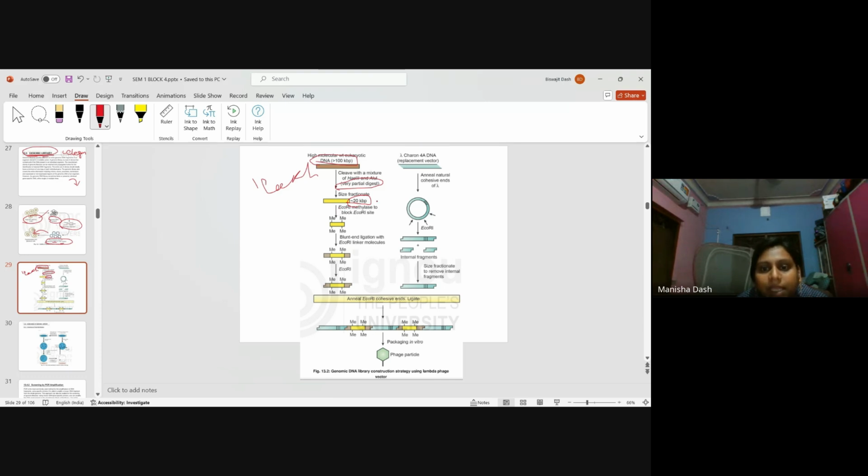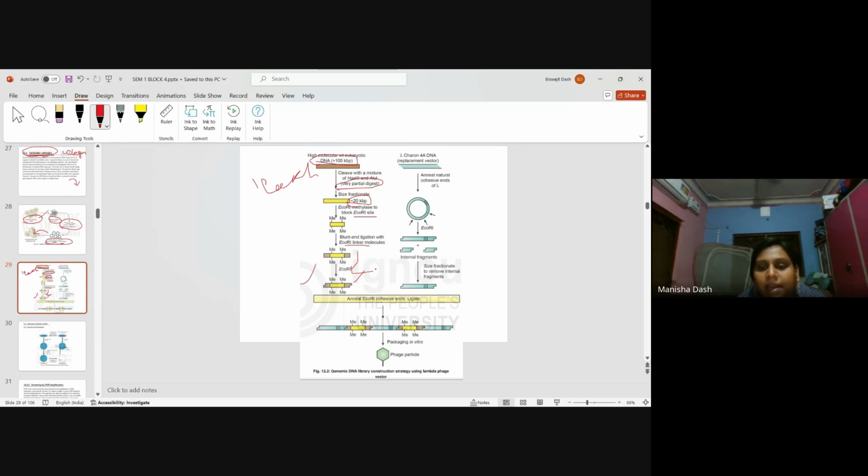Then use EcoRI methylase to block the EcoRI sites so that EcoRI cannot digest this DNA. Then do blunt end ligation with the EcoRI linker molecule, and subject it to digestion by EcoRI. But since the inside part is already protected by methylation, EcoRI cannot digest it, and it will act upon the terminal parts to first form sticky ends like this.